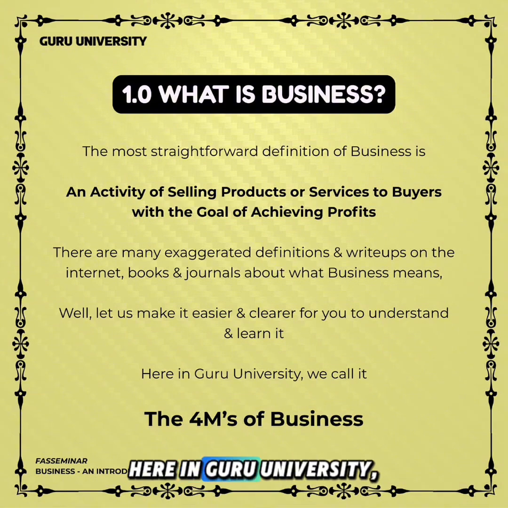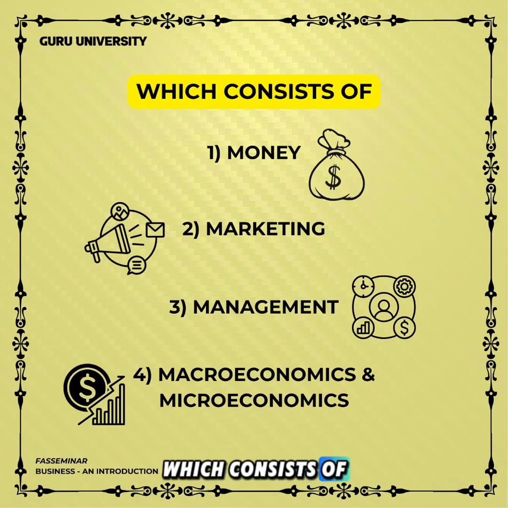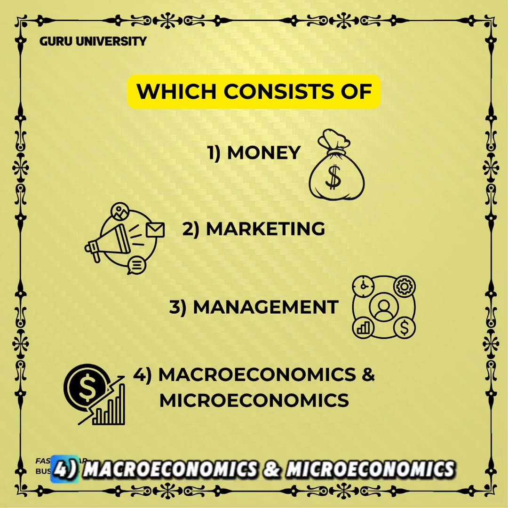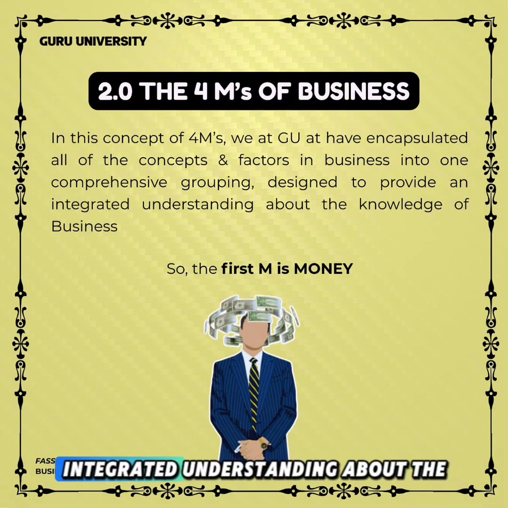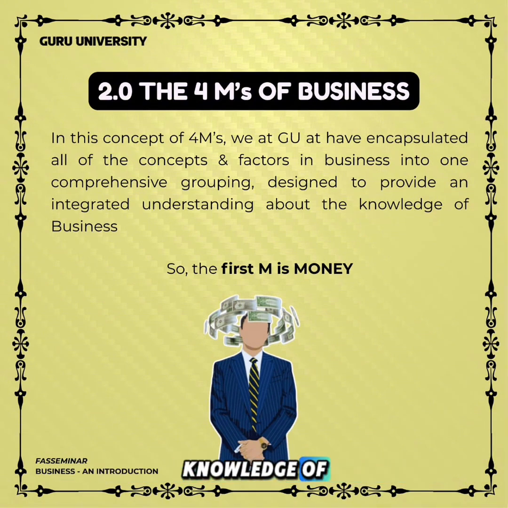Here in Guru University, we call it the 4 M's of business, which consists of 1. Money, 2. Marketing, 3. Management, 4. Macroeconomics and microeconomics. 2.0 The 4 M's of business. In this concept of 4 M's, we at GU have encapsulated all of the concepts and factors in business into one comprehensive grouping designed to provide an integrated understanding about the knowledge of business.